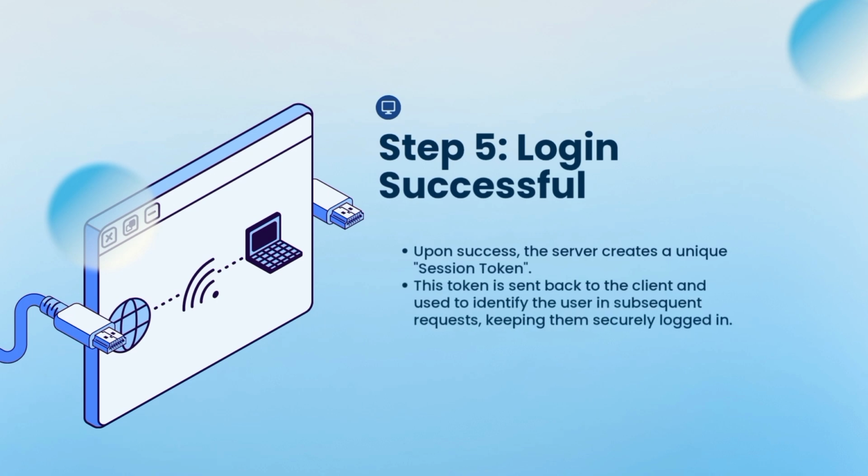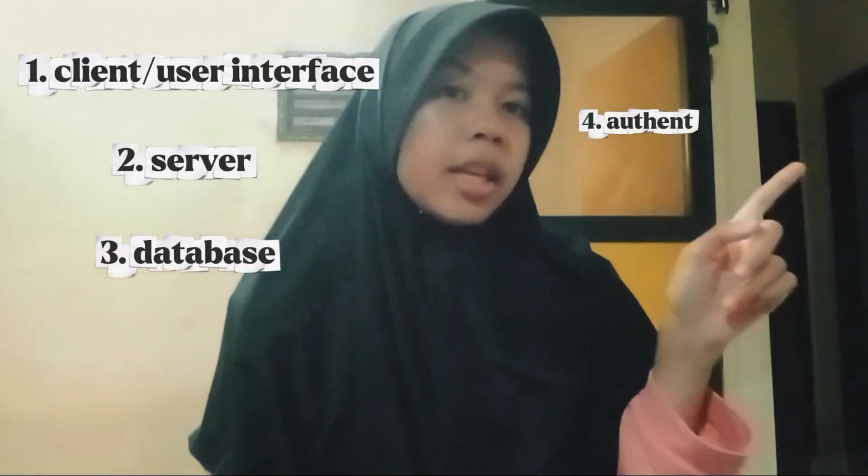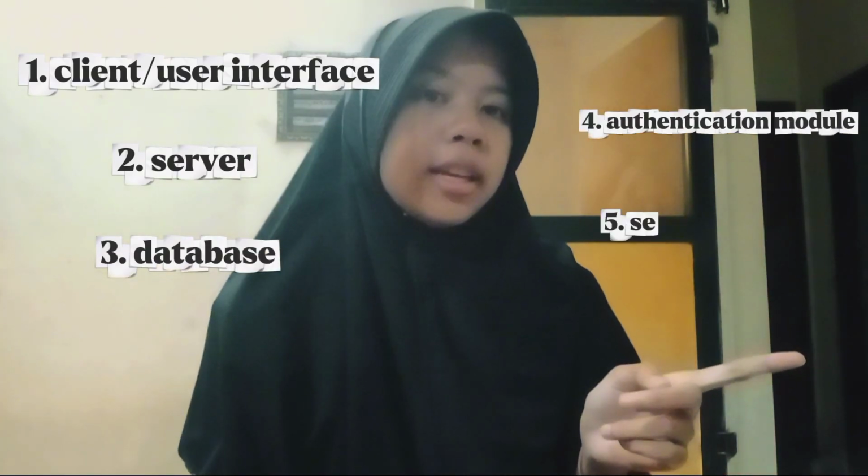Step 5. Login successful. Upon success, the server creates a unique session token. This token is sent back to the client and used to identify the user in subsequent requests, keeping them securely logged in. The login authentication system involves several components: client or user interface, server, database, authentication module, and security layer.